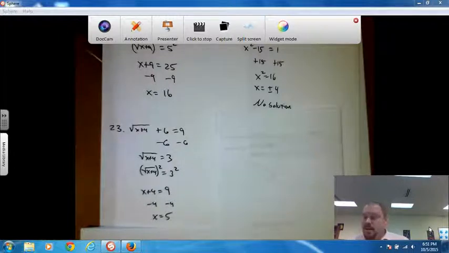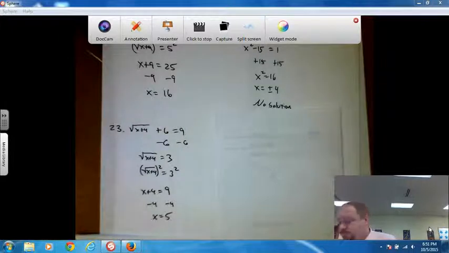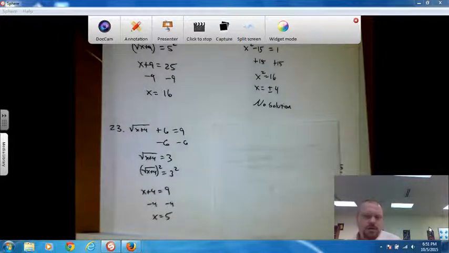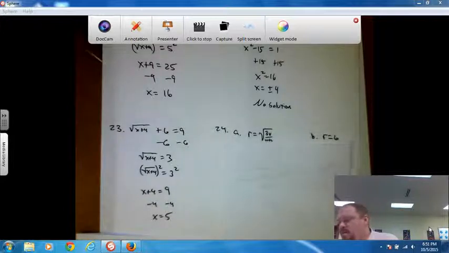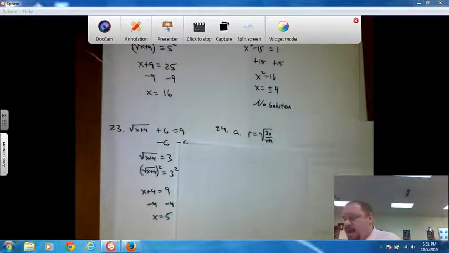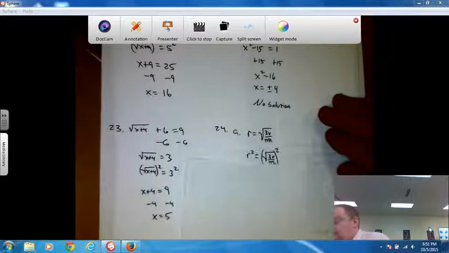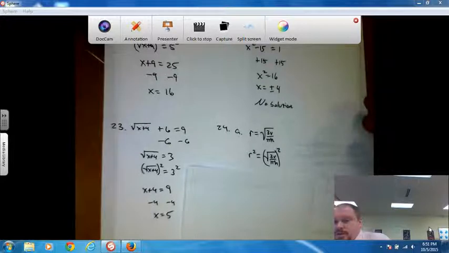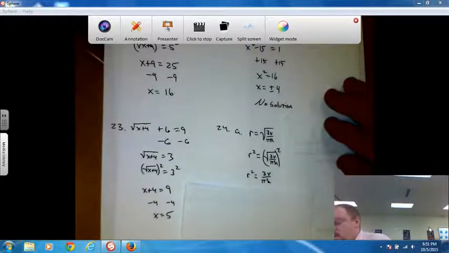Now, the last question out of the radical section is number 24. But this one's a word problem, so technically it's not really part of the section, but it is. They give me the formula, and they ask me to solve that formula for v. Well, first thing I have to do is, because v is under the radical, I have to get rid of the radical. So I'm going to square both sides. Squaring undoes the radical, so no more radical.